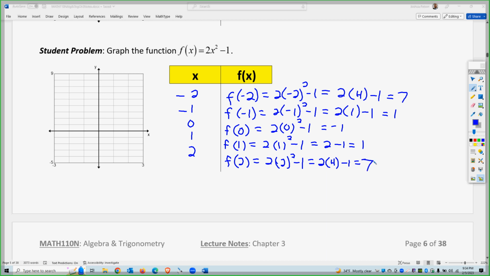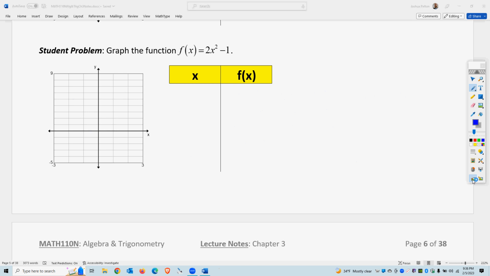Okay, so at negative 2, we're at 7. At negative 1, we're at 1. At 0, we're at negative 1. At 1, we're at 1. And at 2, we're at 7. Which is what we should expect as a continuous line. Because I could have picked any numbers whatsoever, because it's a continuous function. There's an infinite number of numbers between negative 2 and 2, and they go beyond negative 2 and 2, obviously.